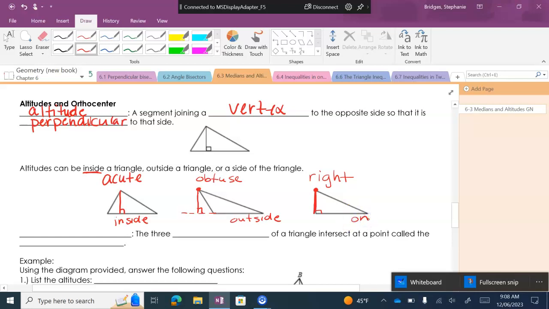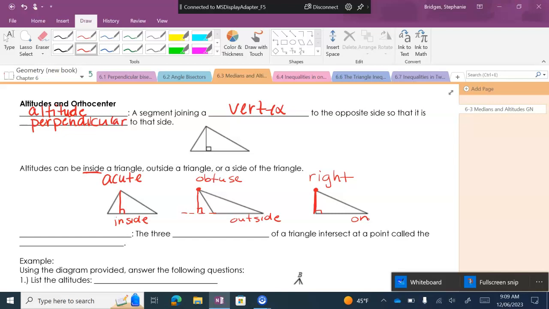Okay, so if it's an acute, your altitude is going to be inside. If it is obtuse, your altitude could be outside. And if it is a right triangle, it could be on. Okay, so those are just the three different positions. Not that you really have to know anything about that. It doesn't lead you to anything else. I just need you to understand that sometimes the altitude can be inside, sometimes it's outside, and sometimes it's actually just part of the triangle. Everybody good with that?